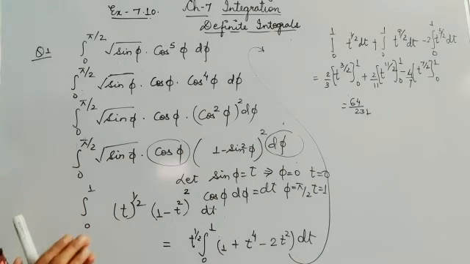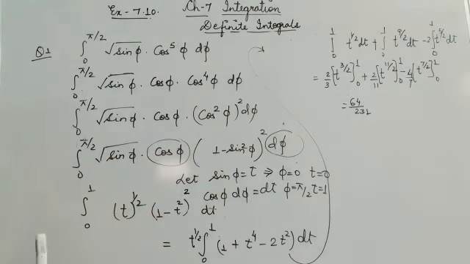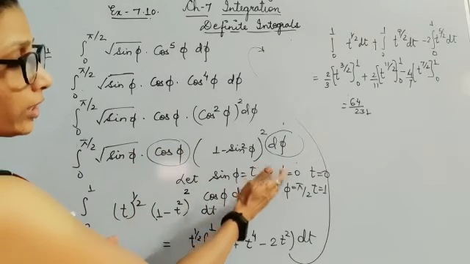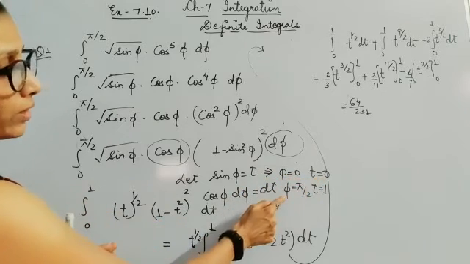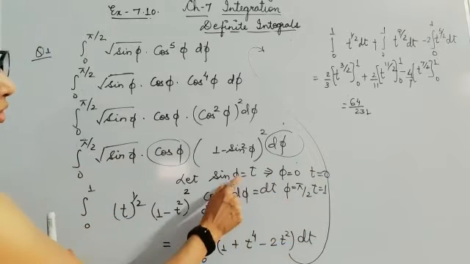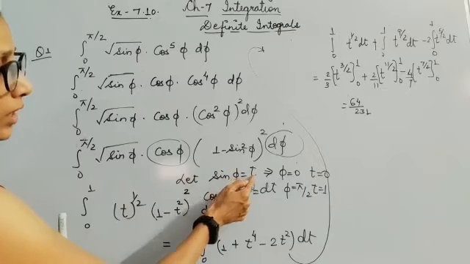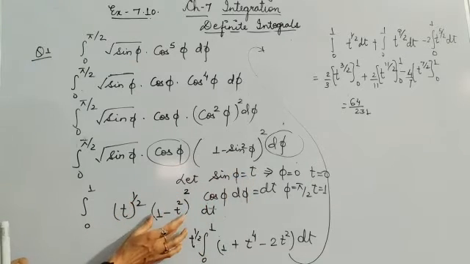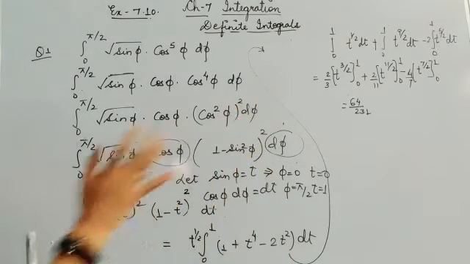Children, one thing you have to keep in your mind, that whenever you are using the substitution method, you have to change your limits. So when your phi is 0, your t is 0. When your phi is pi by 2, then the value of t is 1. You put here in place of phi once 0 and once pi by 2 and get the value of t. So just apply here the a minus b whole square formula, open it and put the value.